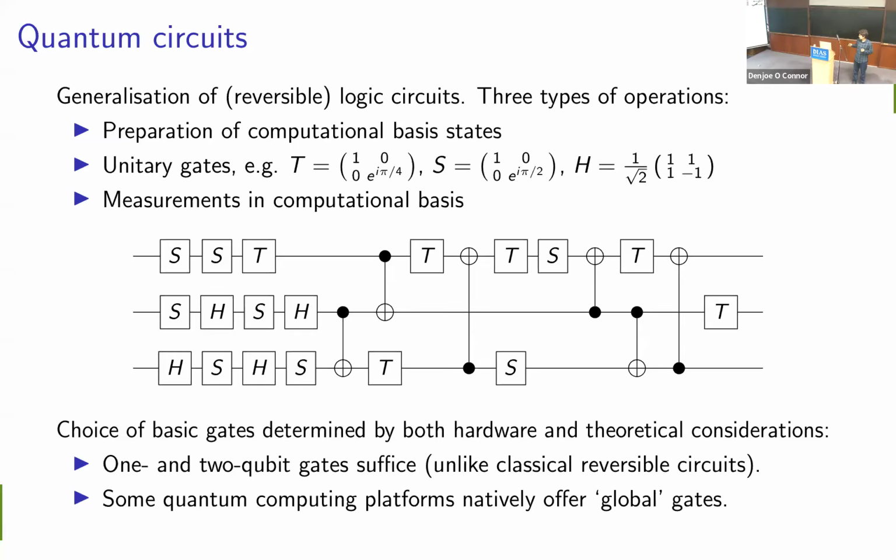I guess maybe just in case it wasn't entirely clear, we've got our qubit wires here, and the horizontal dimension is basically a notion of time, right? So we do this layer of gates on the left first, and then we do the next layer of gates, and so on, all the way through.